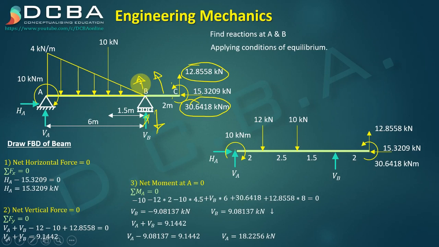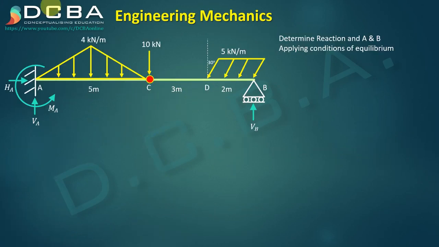It is not allowing movement in the vertical direction. Hence, it has to pull it down. Therefore, there is a reaction which is downwards. Now let us solve this numerical.